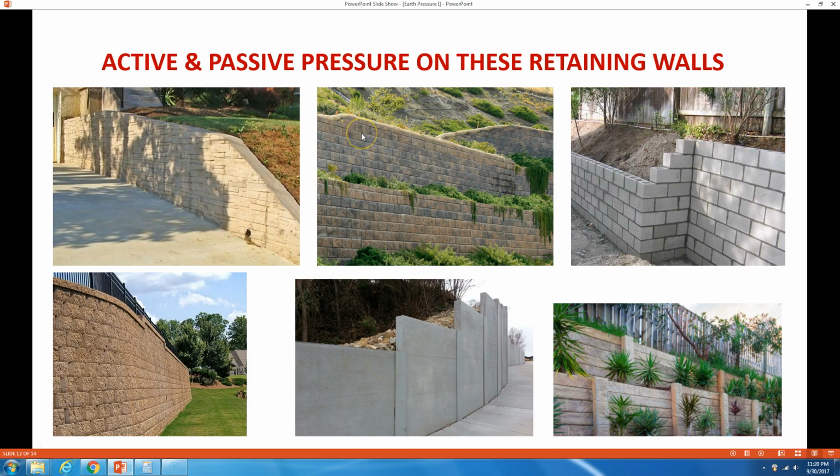Okay, so active earth pressure applies to all these retaining walls. It's trying to destabilize it. So this is a concrete retaining wall. This is CMU, but it's a tiered retaining wall or cascading retaining wall. This is a block or a CMU wall. This is a geogrid retaining wall. This is an I-beam or a soldier beam retaining wall with concrete lagging. And this is a block retaining wall, but it's also a tiered retaining wall. So active pressure applies to all of these retaining walls on the backfill side.